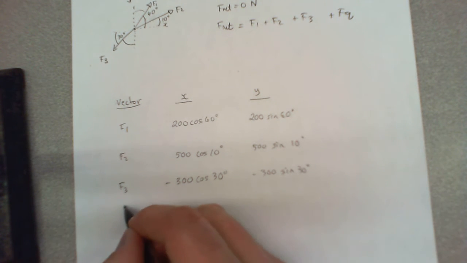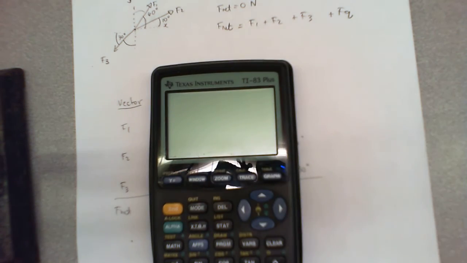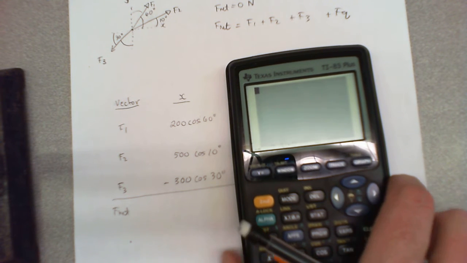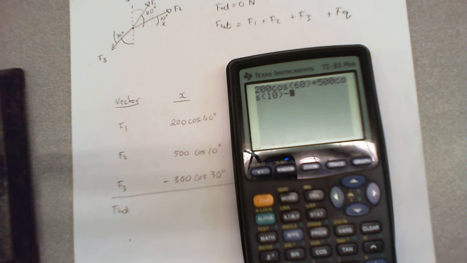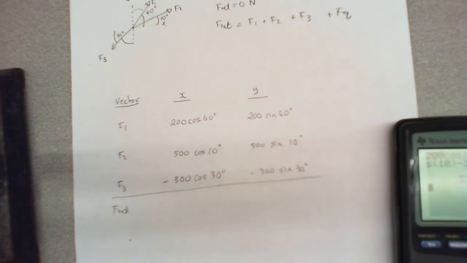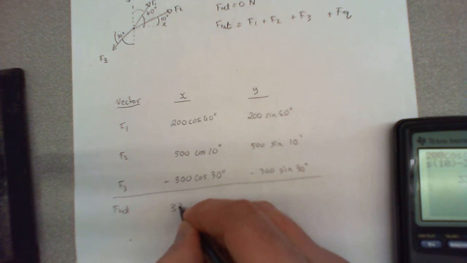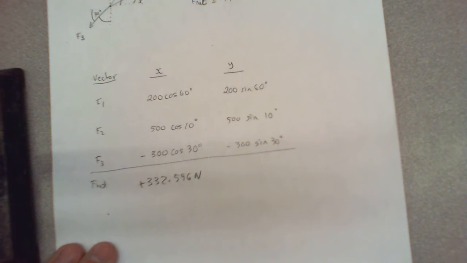So now we've got to find F net, which is the total. So again, like I taught you guys before, we just added up all the numbers. So we're going to go 200 cos 60 plus 500 cos 10 minus, because that's a negative, 300 cos 30. And you get 332.596. And it's a positive, which means the x is going to the right. So the F net x is 332.596 newtons. I'll put a positive just to emphasize it's going east or to the right.